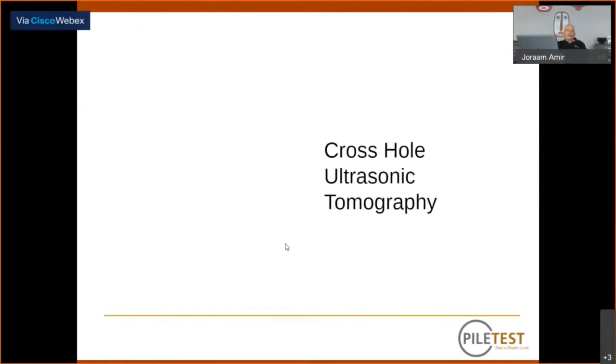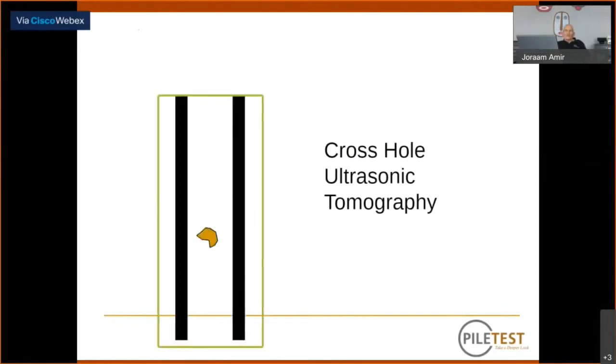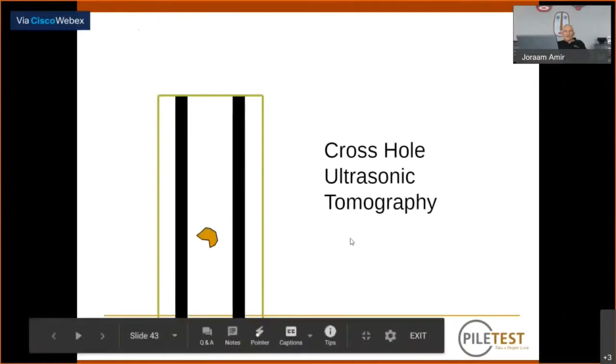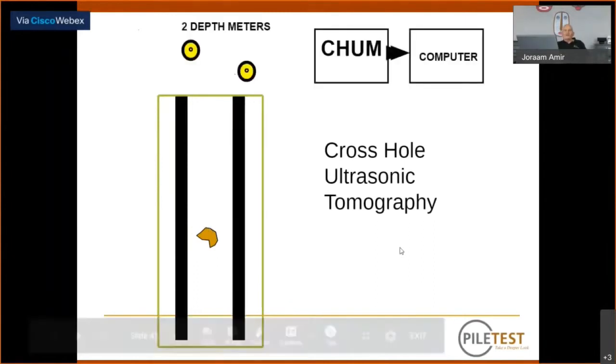Now, if we want to know more about this defect, we can do a tomography. Tomography means looking at the defect not only in the horizontal direction, but also from diagonal directions, above and below. And then we can plot the shape of the defect on the screen. In this case, the system is the same one, but we have to use 2 depth meters. So the system will know at each moment where each of the sensors is.